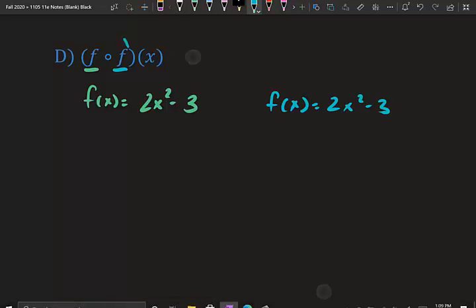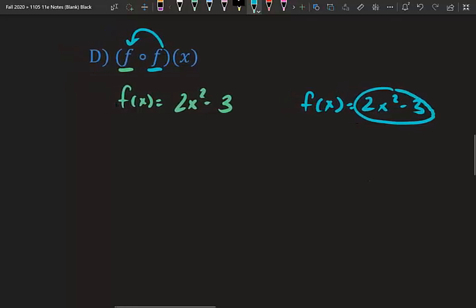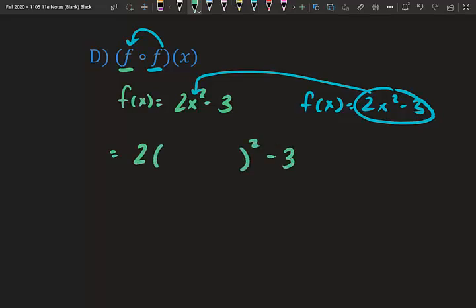So we're going to plug the second one into the first one. It is always second one into first one. So our second one, we're going to plug it into our first one wherever we see an x. So we have 2x squared minus 3, and the x we're plugging in is 2x squared minus 3.